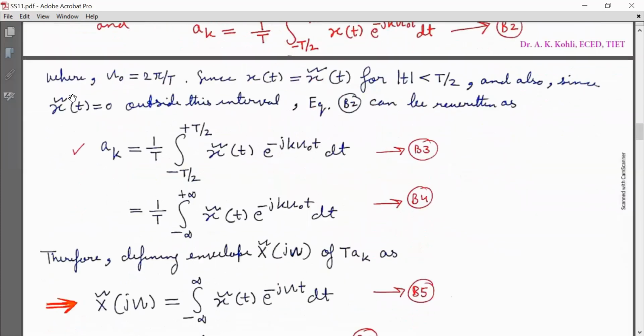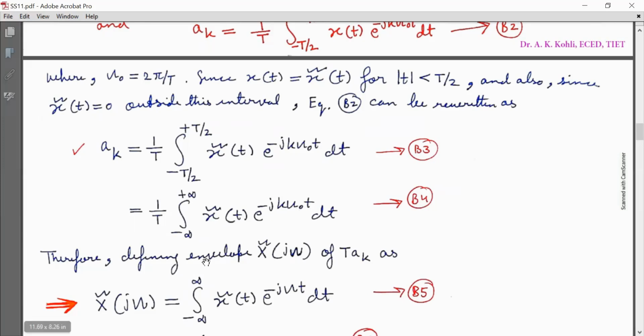But we know that x̃(t) is 0 outside this interval. So I can write equation B3 as a_k is equal to 1 by T integration from minus infinity to infinity x̃(t) e raised to power minus j k Ω0 t dt, mark it as B4. So I have incorporated this condition here in B4. So limits are from minus infinity to infinity.